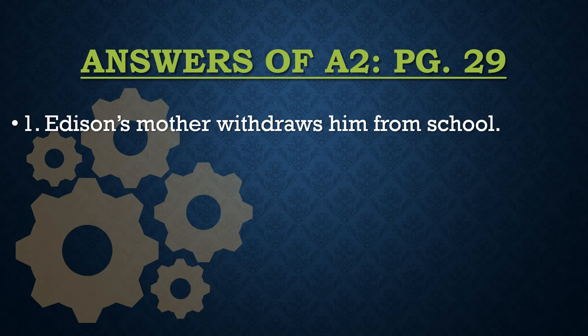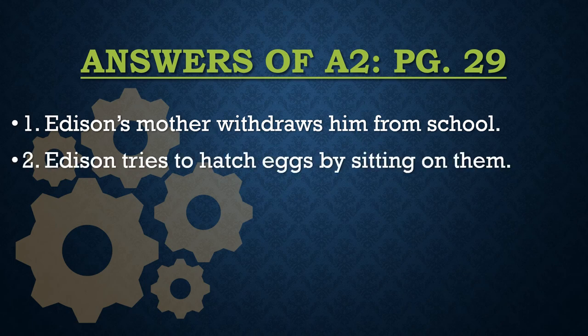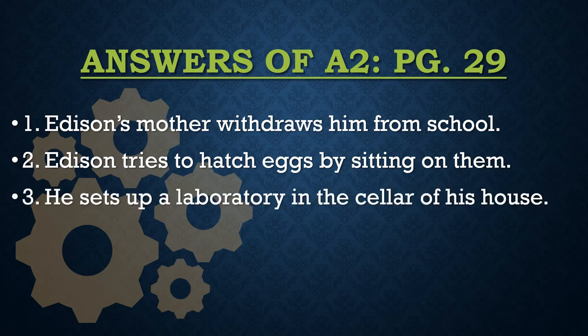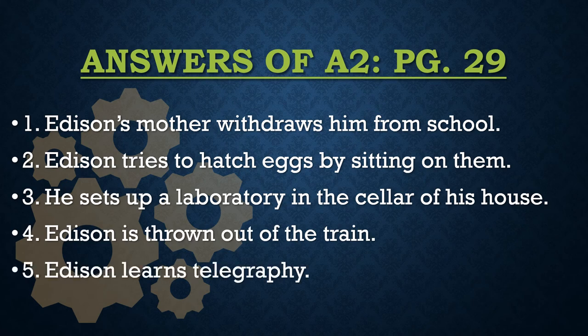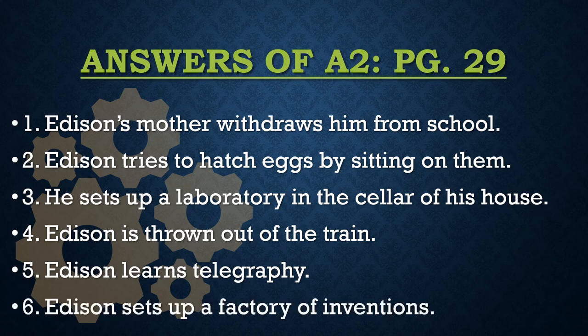So the answers are, number 1 is Edison's mother withdraws him from school. The second one is Edison tries to hatch eggs by sitting on them. The third one is he sets up a laboratory in the cellar of his house. The fourth one is Edison is thrown out of the train. The fifth one is Edison learns telegraphy. And the sixth one, that is the last one, is Edison sets up a factory of inventions.